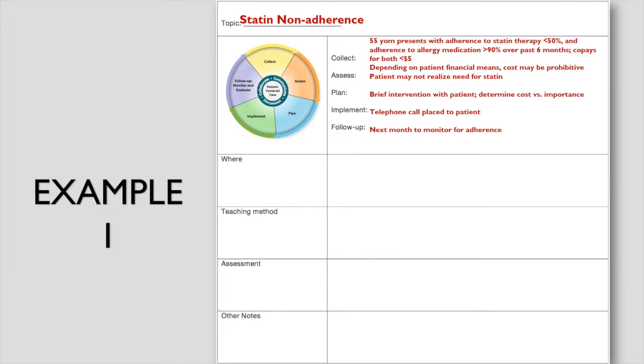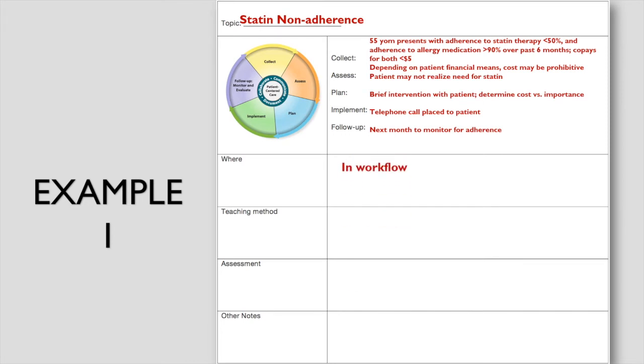The pharmacist makes the assessment that, depending on the patient's financial means, the cost may be prohibitive. Also, the patient may not realize the need for statin therapy. The pharmacist creates the plan to have a brief intervention with the patient and determine the cost versus the importance of statin therapy for the patient. The pharmacist decides the best way to implement the plan would be to place a telephone call to the patient. Finally, the pharmacist decides that the follow-up will occur in the next month during refill pickup to monitor for adherence.